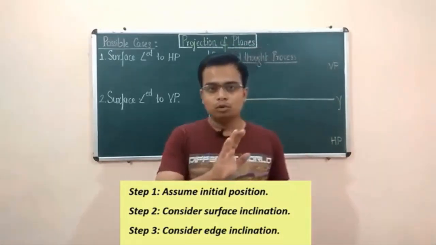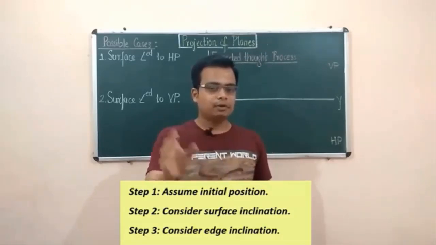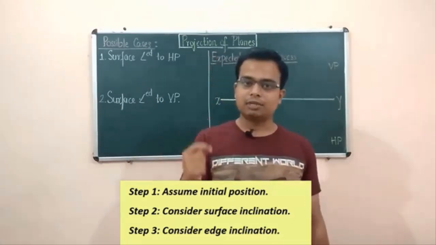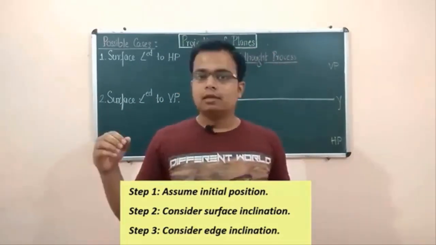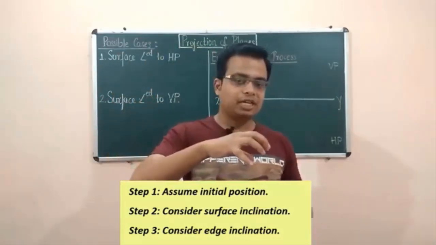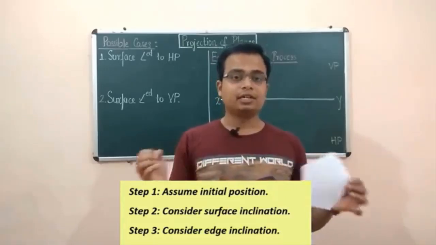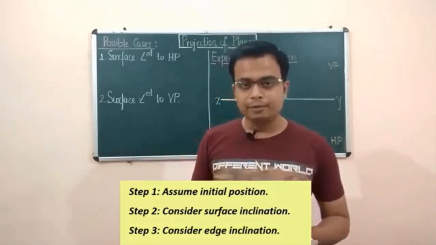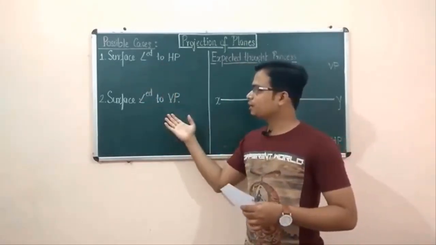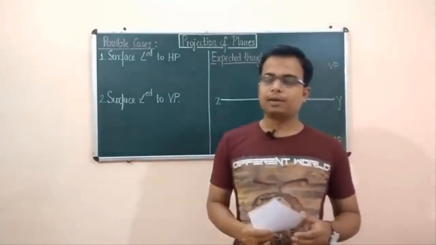Now, the most important of all the three steps that I've just explained is step number 1, in which we have to make the initial assumption, and your initial assumption has to be absolutely spot on. The initial assumption of step 1 is completely dependent on step 2's condition and step 3's condition. I'll explain how you need to take that initial assumption. To begin with, we have divided this into two parts: surface inclined to HP, surface inclined to VP, and the object that I'm going to be considering is this pentagonal plane.